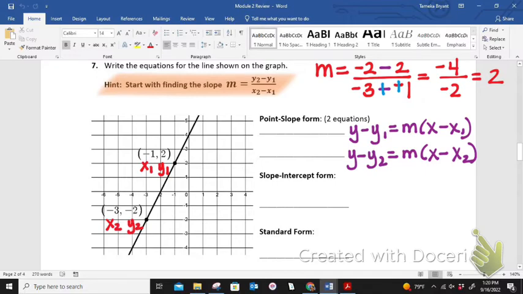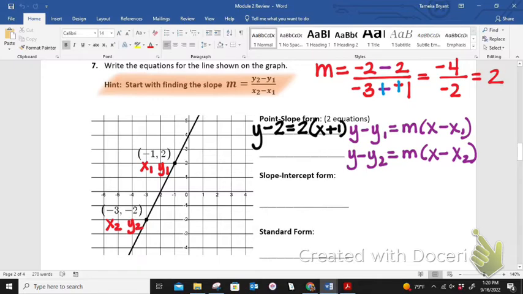So your first equation would be y minus, so what is y1? Which one of these numbers is y1? Negative 2? That's a 2. So y minus 2 equals m. And what did we figure out? What is m? 2. Parentheses, x minus negative 1. And when you subtract the negative, it changes to addition. So that would be your first equation in point slope.